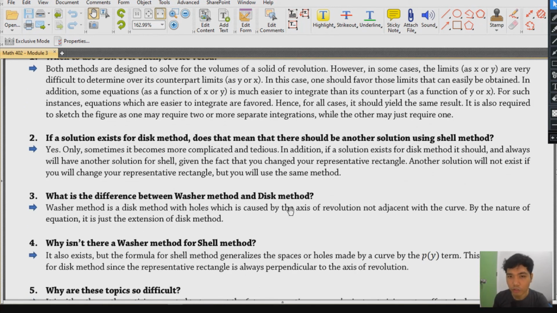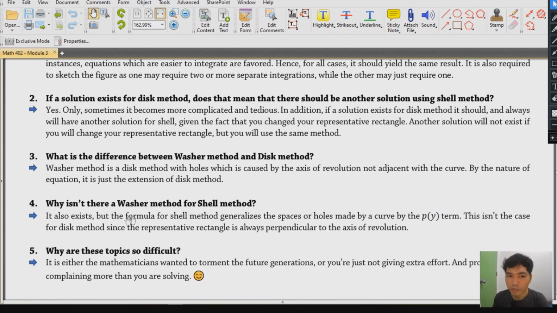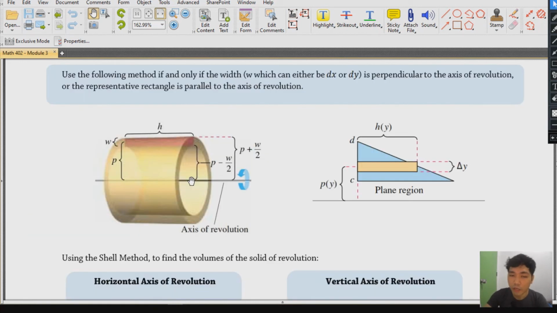So, what is the difference between washer and disk? I think nasagot ko na to, paulit-ulit na to. Why isn't there a washer method for shell method? Now, if you'll be looking at this figure, kahit may certain pugwang dito or certain hole, or kahit nakalapat pa siya, di ba, we can just produce a shell here. Meaning, pag sinabi nating shell, parang para siyang cylinder. So, kahit pa siya ibutas or hindi, makakabuo pa rin tayo ng cylinder. That's the concept of shell method. And kahit pa may butas yan or wala, it's just the same thing.